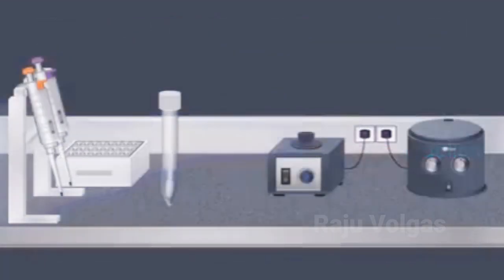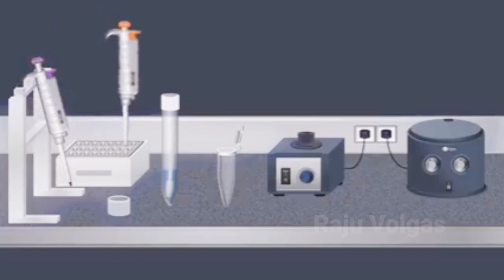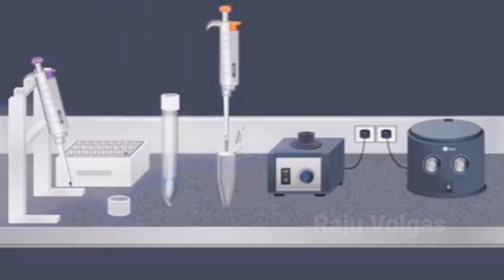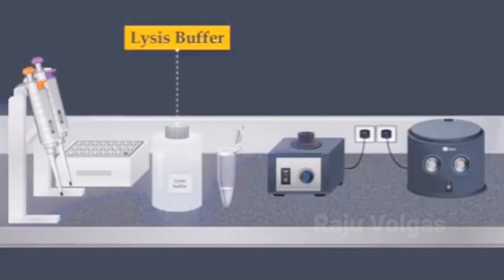To perform this method, basically viral RNA should be extracted. Several RNA purification kits are available for convenient, fast and effective isolation. To extract the viral RNA by using a commercial kit, the sample is first added into a microcentrifuge tube. Then it is mixed with a lysis buffer.